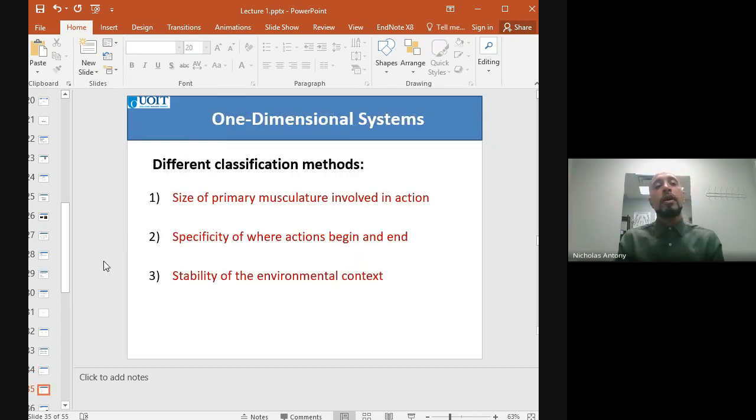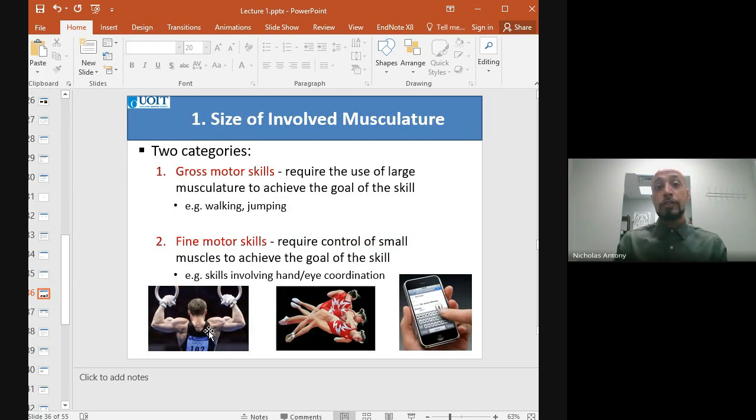So the 3 different one-dimensional systems are related to the size of the musculature involved, the beginning and end of the action, and the stability of the environment, or the environmental context. These are the 3 different one-dimensional systems, and this is where research started. The first one was actually in the video. Remember at the very end, where they were showing someone hitting a ball versus running?